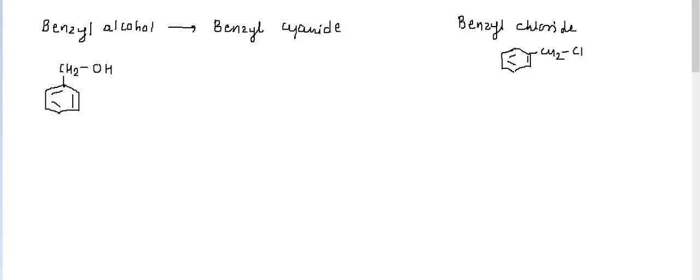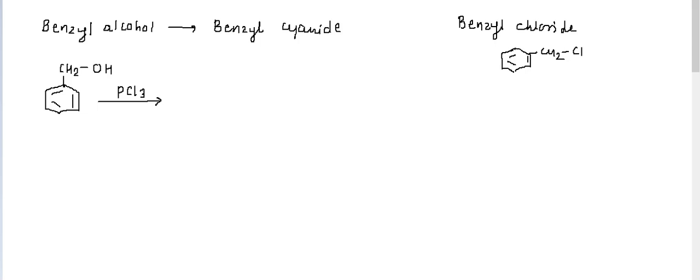Then benzyl alcohol. Now benzyl alcohol when treated with, you can use any reagent. Suppose I am using PCl3. So OH will get converted to Cl. Now why am I doing this conversion?